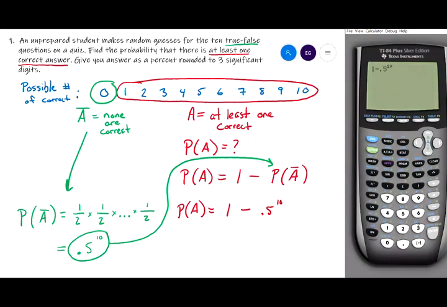So if we were to calculate the probability of A directly, it's 10 separate problems, and they're not all that straightforward. But to calculate using the complements rule, it's just one step, because the complement of A can only happen in one way. All right, so give your answer as a percent, round it to 3 significant digits.